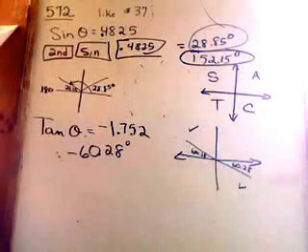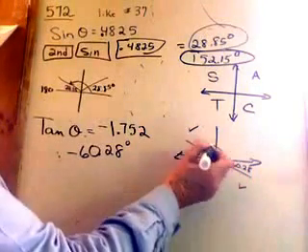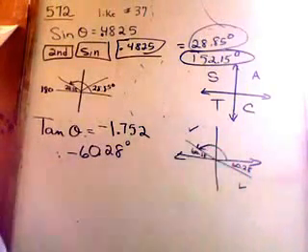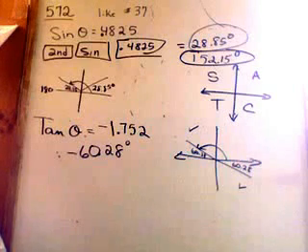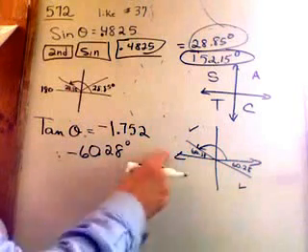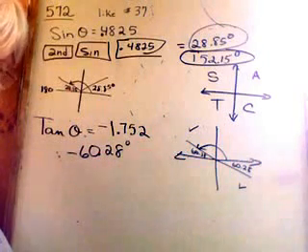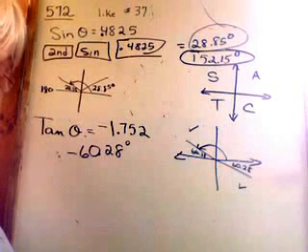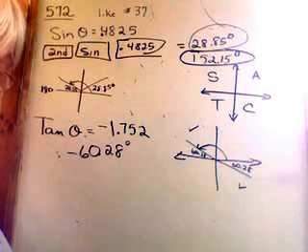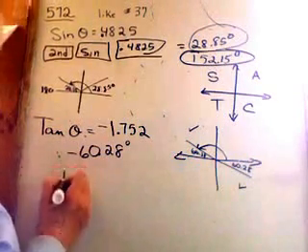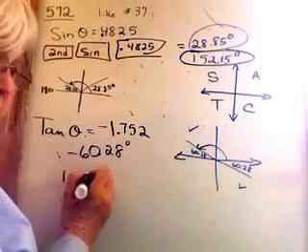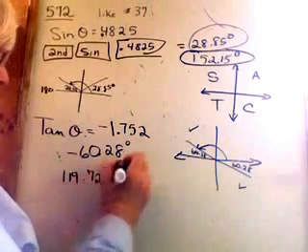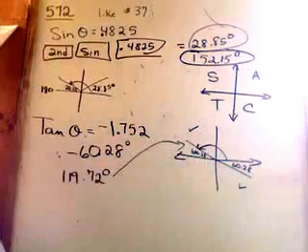What are the real names for those? Well, if I was to go this way, what is the name for that? So basically what I want to do is 180, take away 60.28, and I get 119.72 degrees. That's the name for that angle.